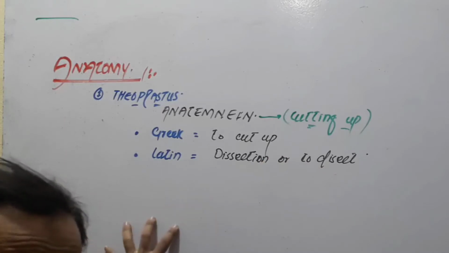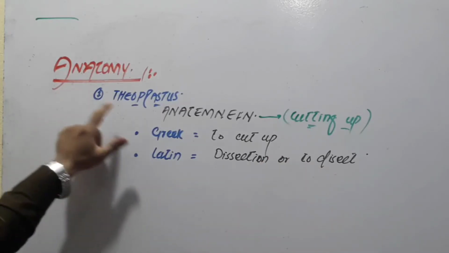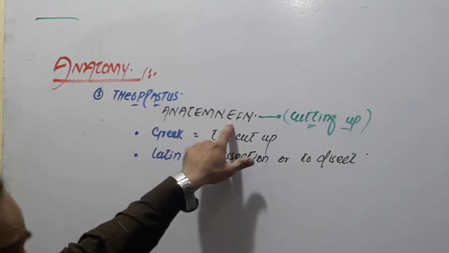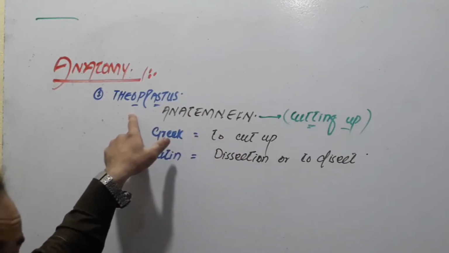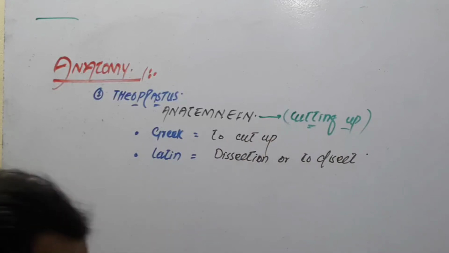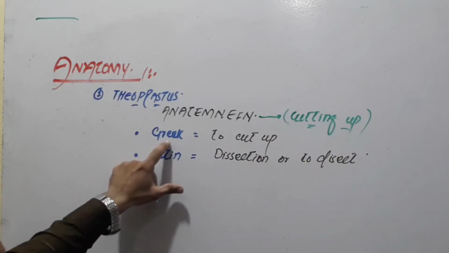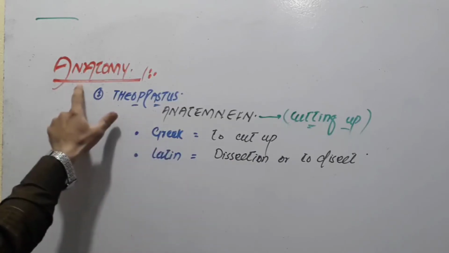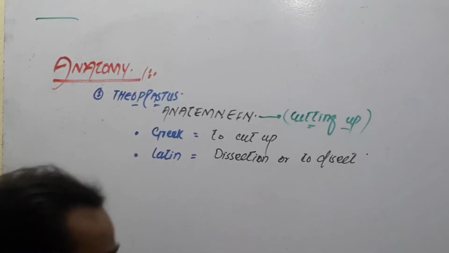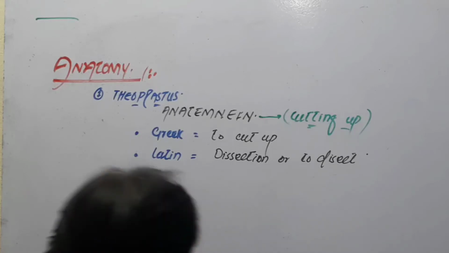So we haven't defined anatomy yet. We'll define the word anatomy completely. Look carefully. First of all, the word anatominin was used by Theophrastus, and this word means to cut up. Then, when knowledge was coming more and more, in the Greek language this anatomy word means to cut up, and in the Latin language anatomy means to dissect or dissection, right?